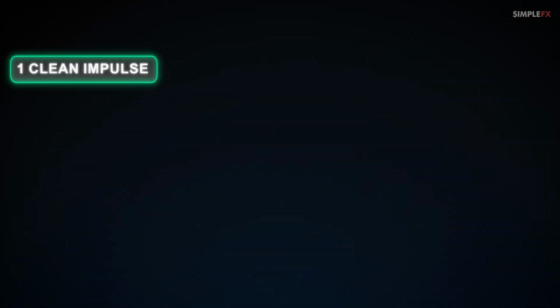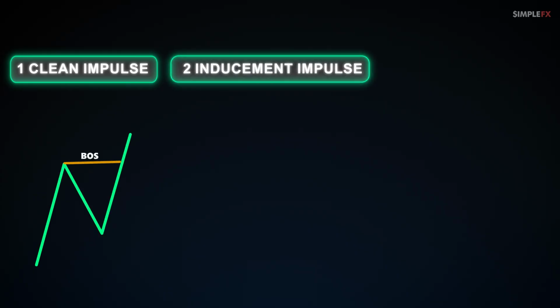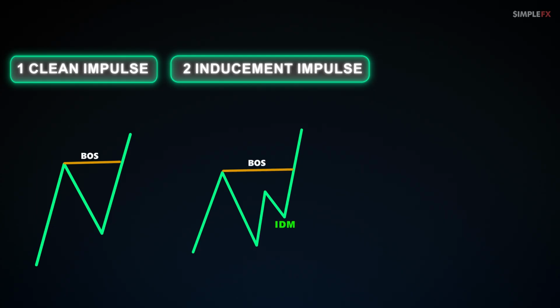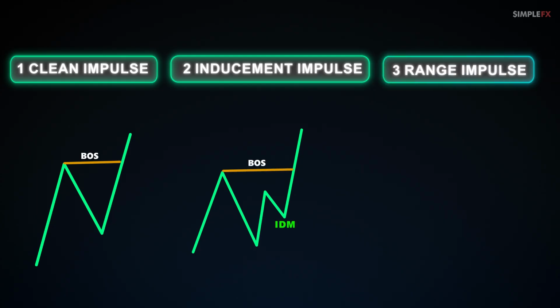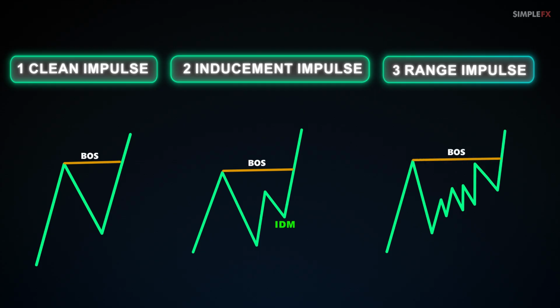Guys, 1. The clean impulse, where price moves in one strong direction and breaks structure directly. 2. The inducement break, where price first leaves behind a leg that acts as inducement and then breaks structure. 3. The range break, where price consolidates, creating something like a trendline liquidity zone, and then breaks out. These are the 3 most common break of structure patterns we see in the market.